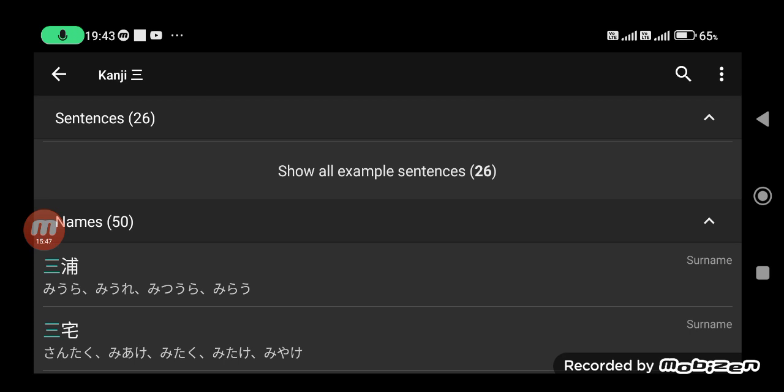Okay, so we go now to names. Please take note of the hiragana in a smaller font written below the kanji. It is some of those example names that is depicted on the combination of kanji. Just like in this one, Miura. Miura is mi plus ura.